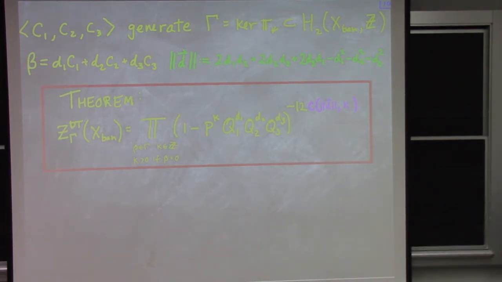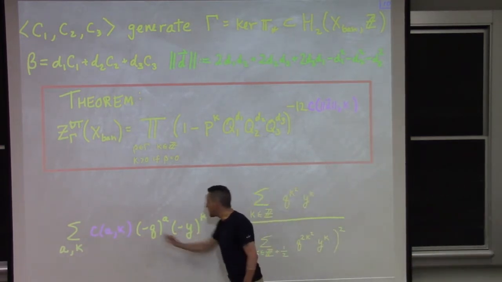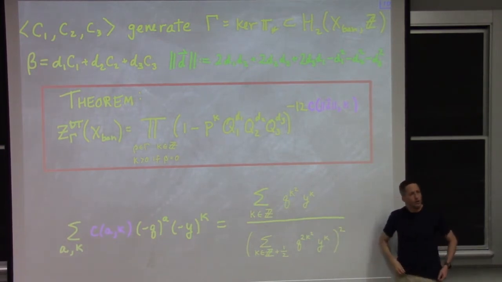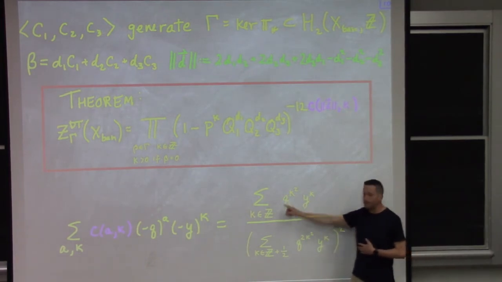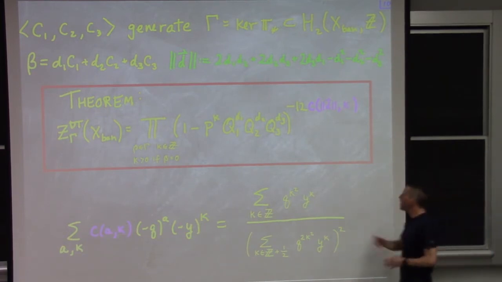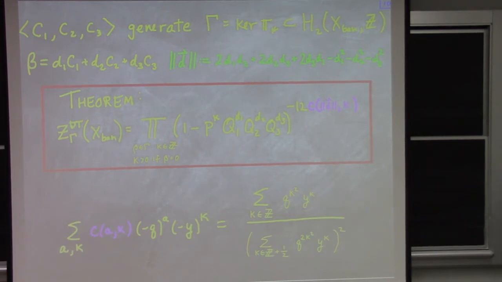And that quadratic form as given, and these coefficients, which depend on two variables, if you write their generating function, you find you get a quotient of theta functions. So these are theta functions if you think of q as e to the 2 pi i tau and y as e to the 2 pi i z. These are two of the usual theta functions.